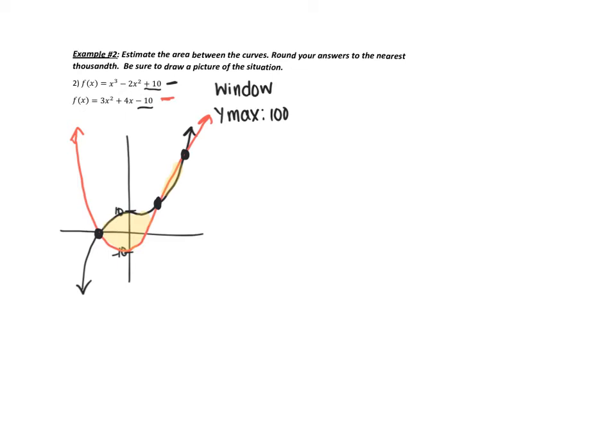And how we can prove that if we did it algebraically, I'll do the algebra over here. We have x to the third minus 2x squared plus 10 equals 3x squared plus 4x minus 10.